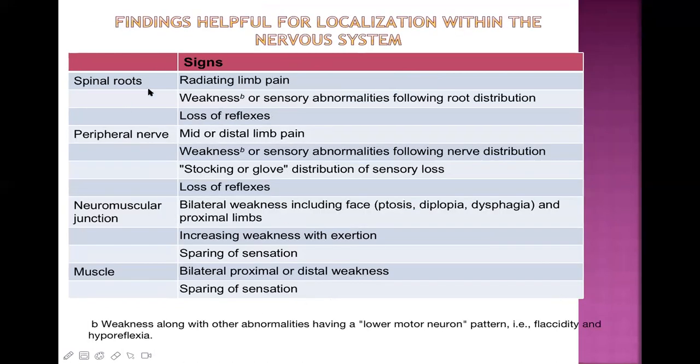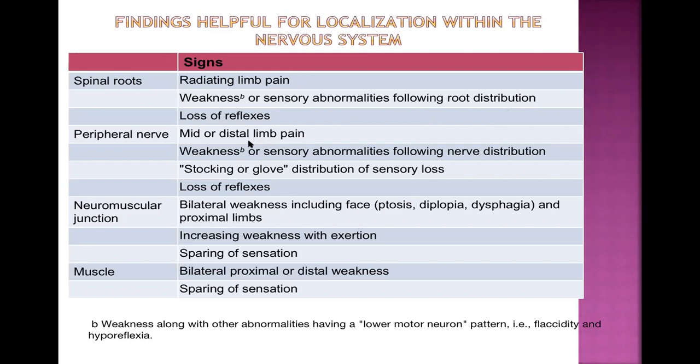Now, if a spinal root is having a problem, then there is radiating limb pain, which is known as sciatica. This is one example only; not everything is called sciatica. If that pain is shooting and going downwards towards the lower limb, we call that sciatica. There may be weakness or sensory abnormality following the root distribution, called dermatomal distribution, and there may be loss of reflexes as well, because if spinal roots are affected, definitely there will be loss of the reflex.